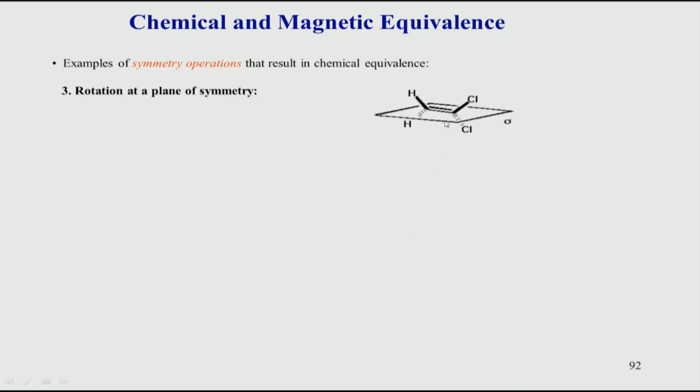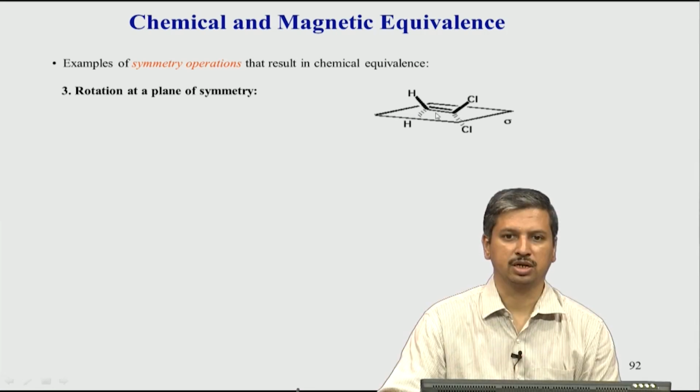Let us look at this particular structure. You can see there is a double bond here, and there is a plane of symmetry, which means this is a mirror image of this. If you imagine this plane as a mirror, it is reflecting this hydrogen, and therefore these two are actually mirror images. If I turn the molecule around this axis, I can interconvert them. So, if I turn it by 180 degrees, these two hydrogens will interconvert to each other.